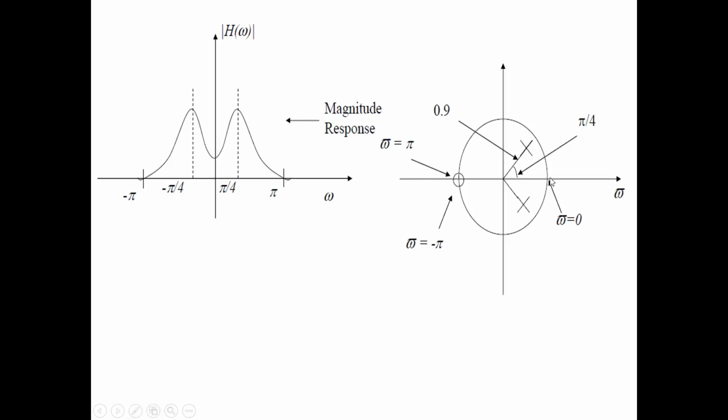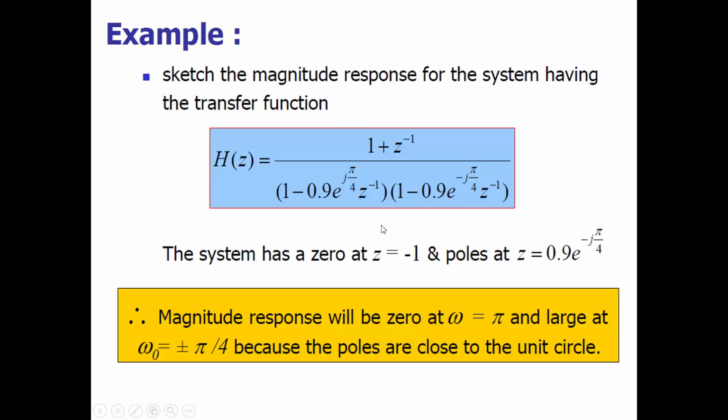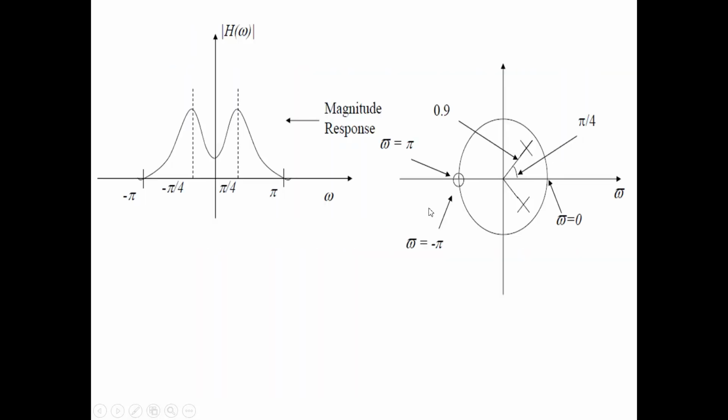Omega equal to 0 starts from here, right? And since the poles are inside the unit circle, it is a stable system, and one zero lies at z equal to minus 1. So one zero lies here at z equal to minus 1. If the zero lies here, that means omega is equal to pi. So at pi, the magnitude response will go to 0, right? This zero tells us that the magnitude response will go to 0 corresponding to omega equal to pi.